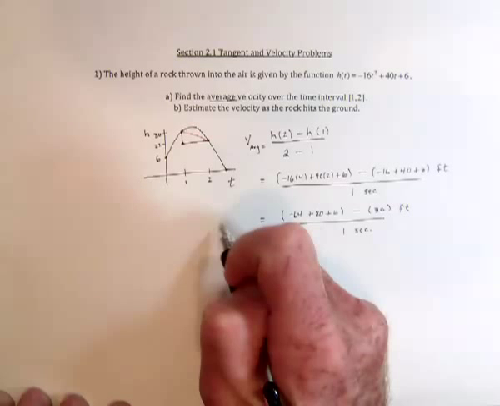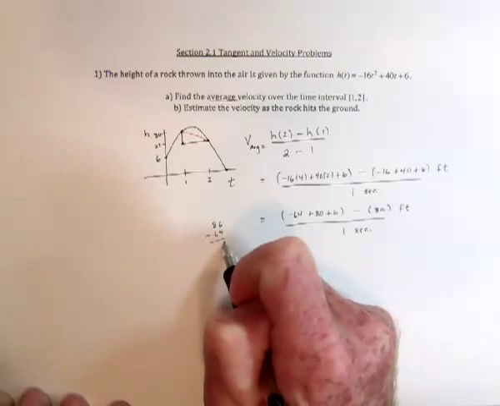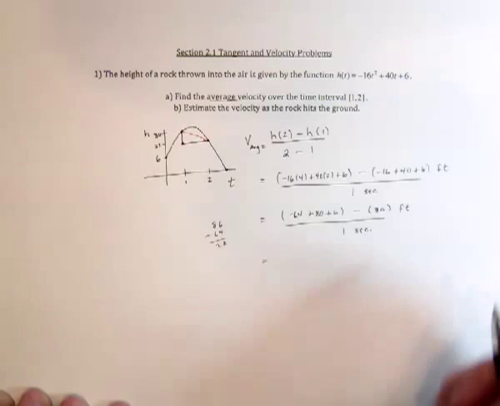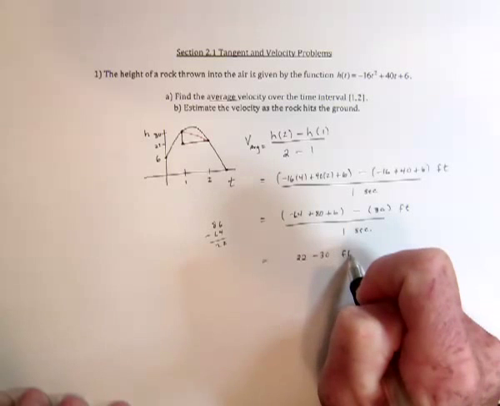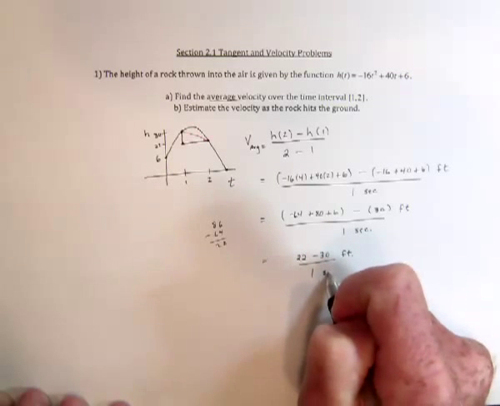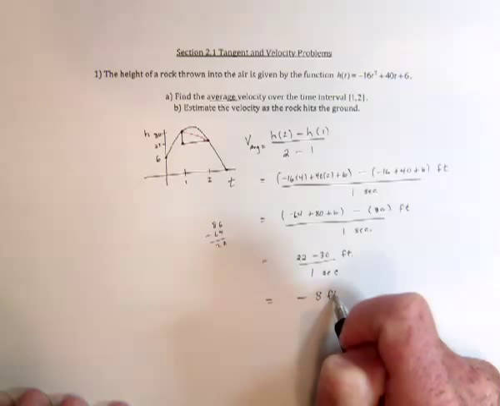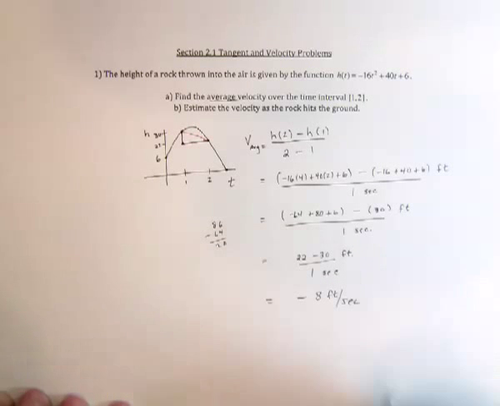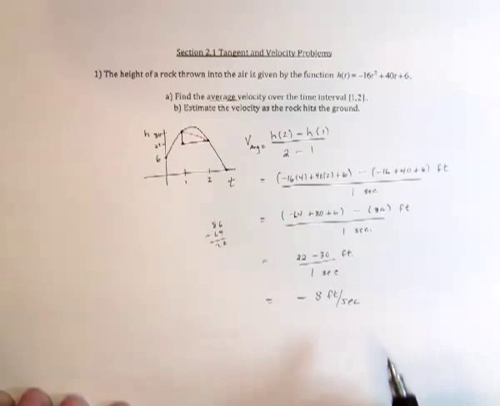So we've got, let's see, 86 minus 64. Sure enough, seems like a 22. So we've got 22 minus 30 feet in 1 second, or in other words, negative 8 feet per second. So the negative means that it's going down. Sure enough, that's a negative slope. It goes down. So it's going down at 8 feet per second on average.